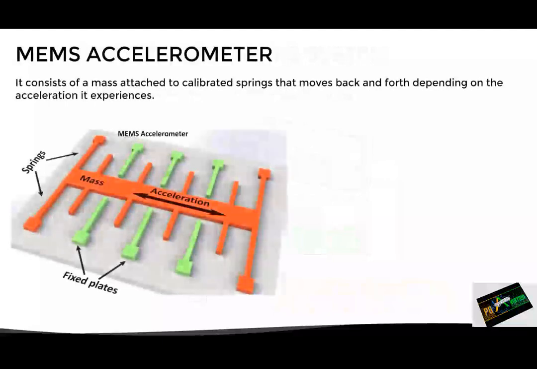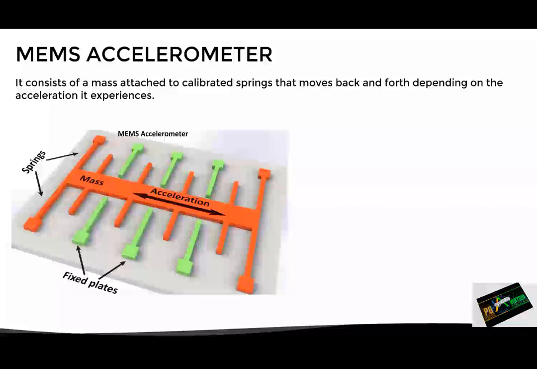Starting with the accelerometers. A MEMS accelerometer consists of a mass attached to calibrated springs that moves back and forth depending on the acceleration it experiences. This way, the displacement of the mass can be measured and interpreted as a measure of acceleration.